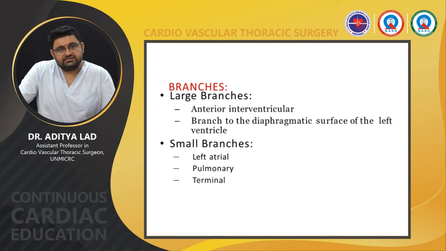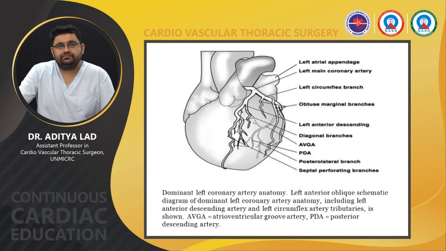Larger branches and smaller branches. The larger branches are the anterior interventricular branch and the branch to the diaphragmatic surface of the left ventricle, and the smaller branches are left atrial, pulmonary and small terminal branches. Here in the picture we can see that the left main coronary artery gives off the LAD, which runs into the anterior interventricular groove, and another one is the circumflex branch, and the small branches as we discussed in the last slide.